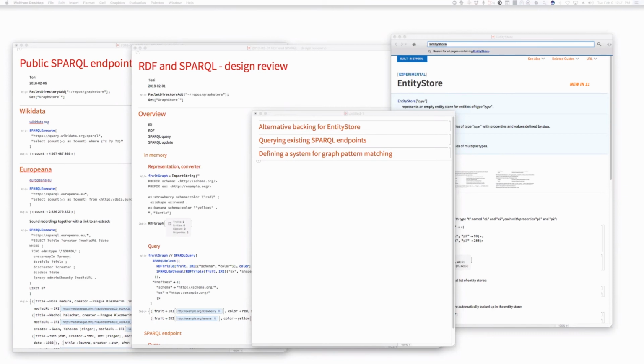Does anybody know where I'm storing this stuff? Was it in Graph Store? I don't seem to have a thing called Graph Store. I thought that's what you said yesterday. Oh, I have a thing called SPARQL here. Okay.